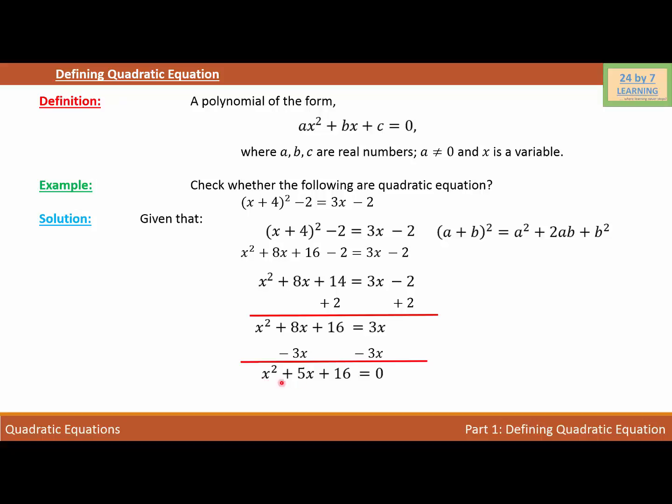Now let's compare this equation with the standard general equation of the quadratic equation, which is this equation right here. If you compare this equation and this equation, you will see this equation is exactly like this equation, because the highest power of x is 2. So basically x square plus 5x plus 16 is equal to 0 is a quadratic equation.